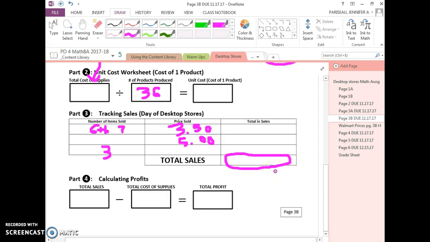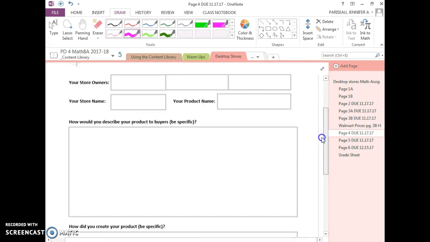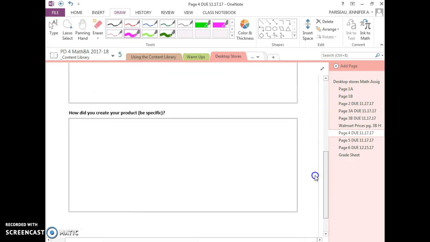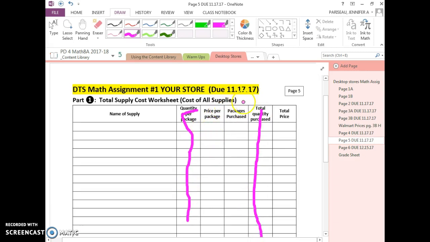So that walks you through the entire process of what you are going to be doing with your desktop store product. Page 4 is where you're going to do what Hillary and Jen and Mason did on page 1A and page 3A. Describe how you made it. Page 5 is where you're going to record what you bought. Again, I don't care about the quantity per package, and I don't care about the quantity purchased. What I care about are how much you spent on one package and how many packages you bought to tell me the total price.